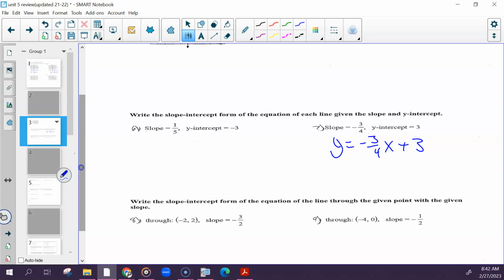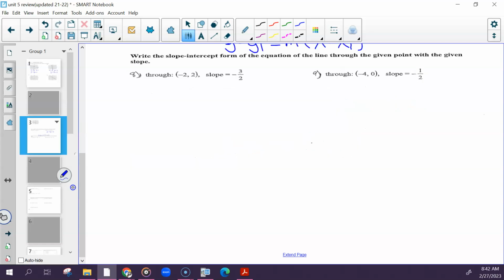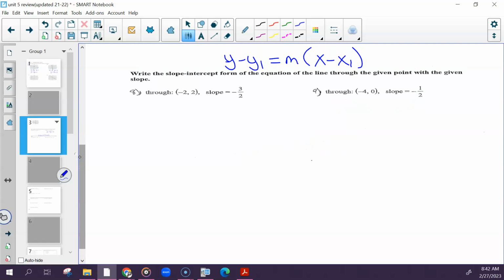Okay. So for all of these type of problems, you need your point slope. Y minus y1 equals m times x minus x1. You said 9, right? Okay. So then you have your x1, y1, and your m, and you're going to put all those into that format.